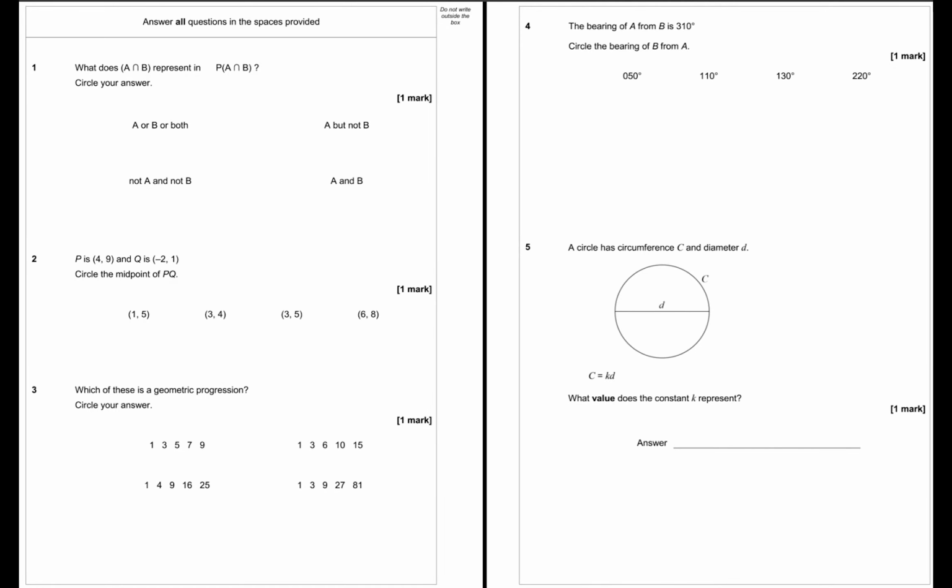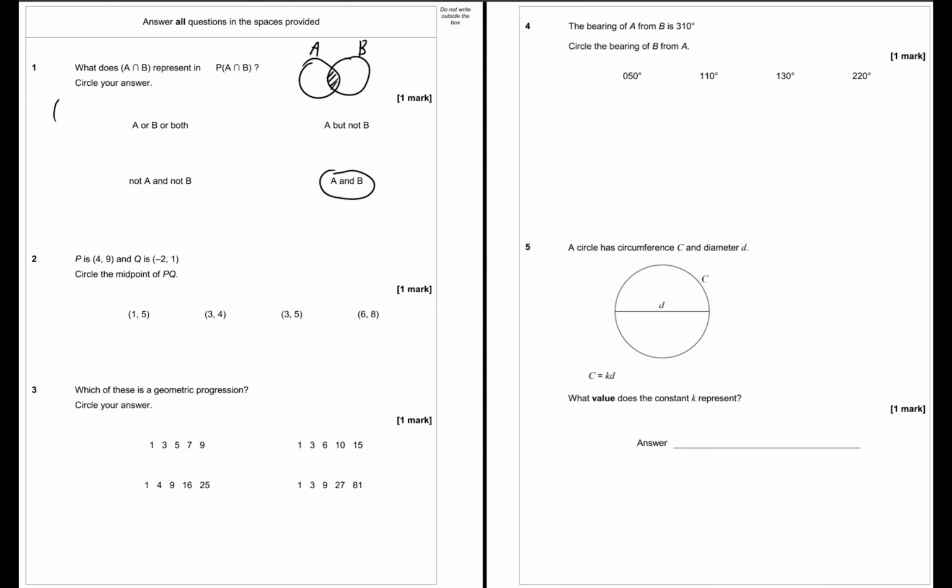Okay, question 1. What does A intersect B represent in P of A intersect B? So let's pretend we had A and B. This is A, this is B. And the intersect is the area where they both are, so it's this area in the middle. So that is the probability of A and B. So this is the answer.